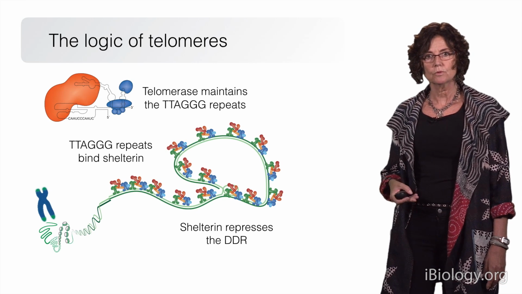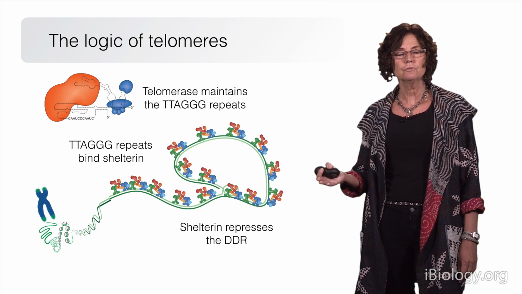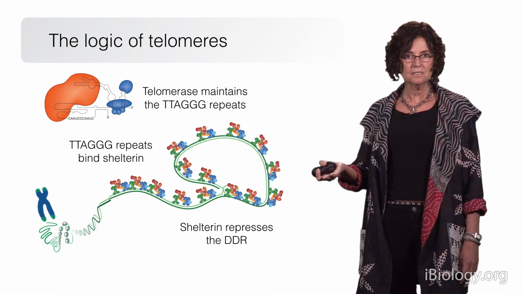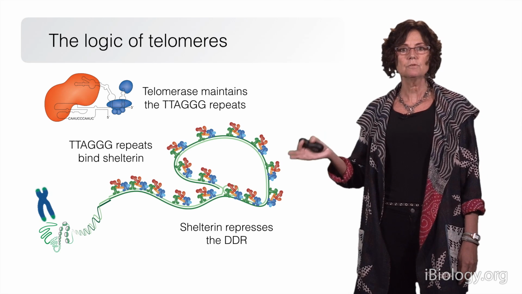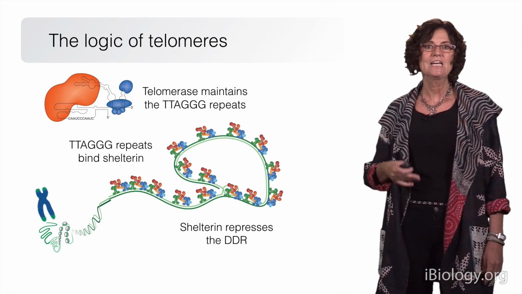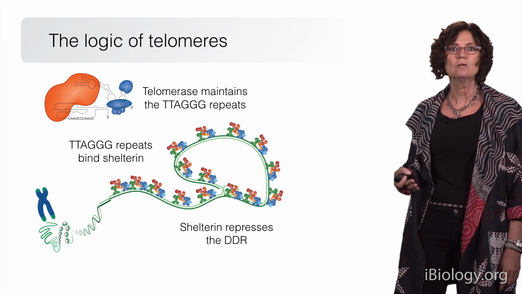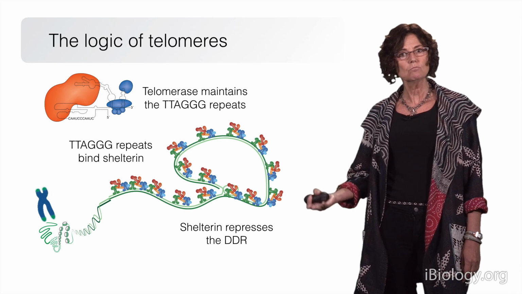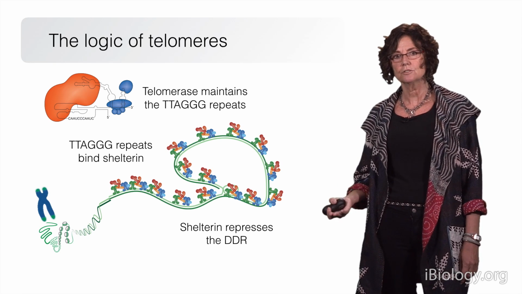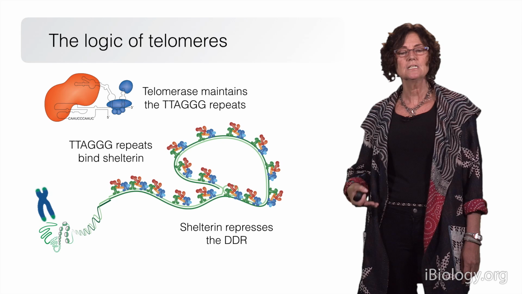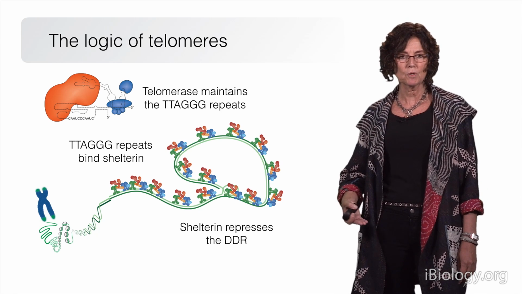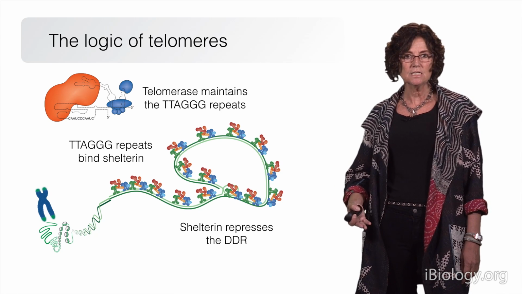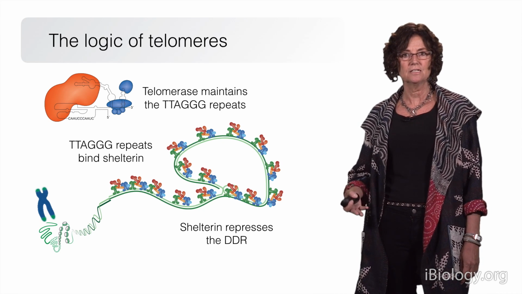So let me finish by reiterating the logic of telomeres. This is how telomeres work. Telomerase, beautiful reverse transcriptase, goes to the chromosome end and it maintains the TTAGGG repeats. These repeats don't do much by themselves. They need to recruit this protein complex Shelterin in order to protect the telomere. Shelterin modifies the structure of the telomere into a T-loop, represses the DNA damage response also through its POT1 component, and makes sure that telomeres are not seen as what they actually are, the end of the chromosome.